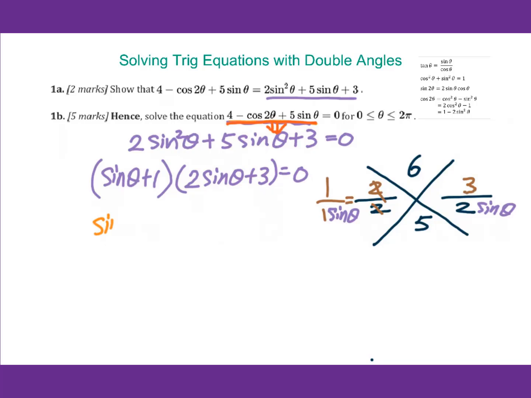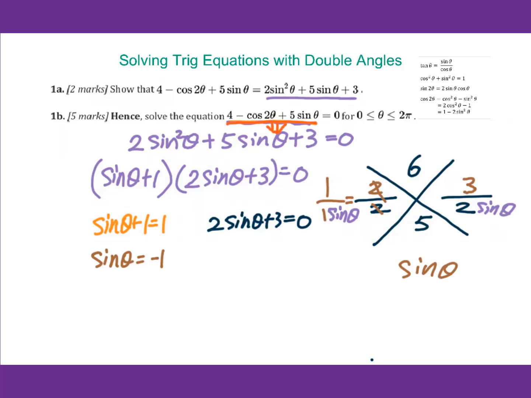Therefore, you will have sine theta plus 1 equals 0, or 2 sine theta plus 3 equals 0. We have to solve these two linear equations. So we have sine theta equals -1. When you're looking for sine theta equals 0, 1 or -1, it's the same as cosine theta.